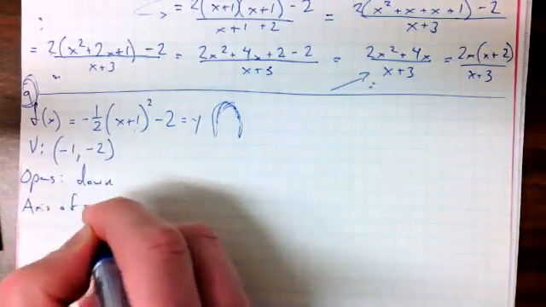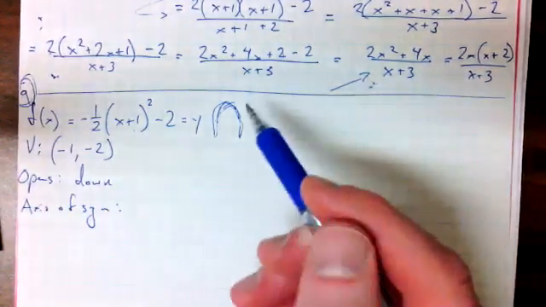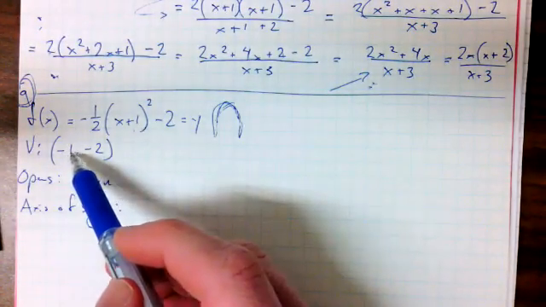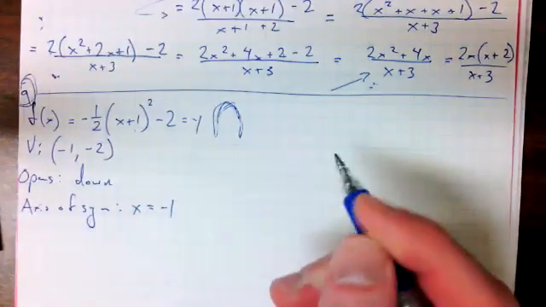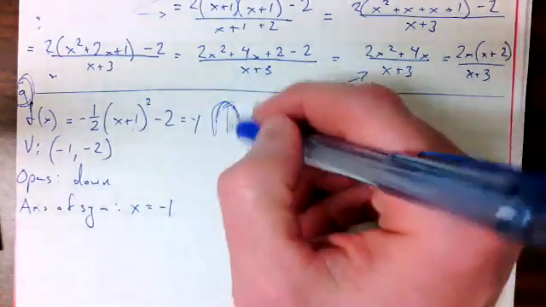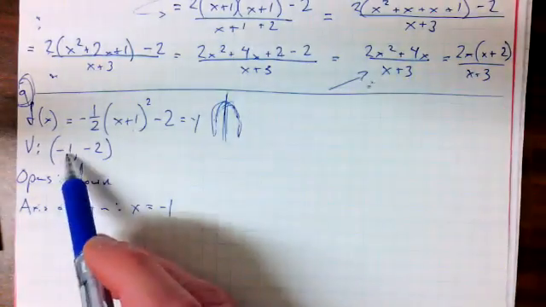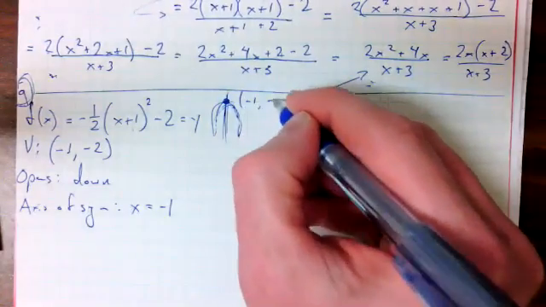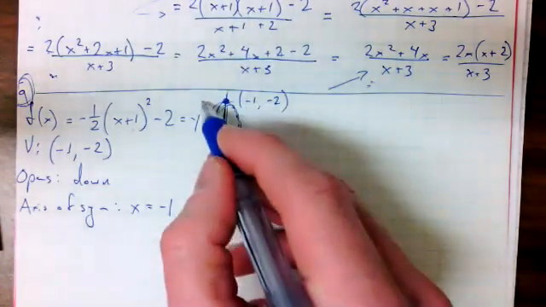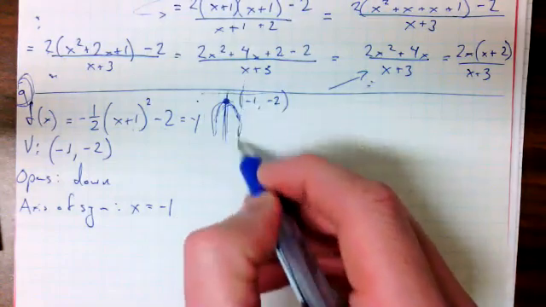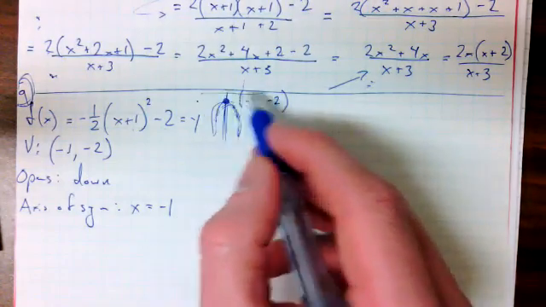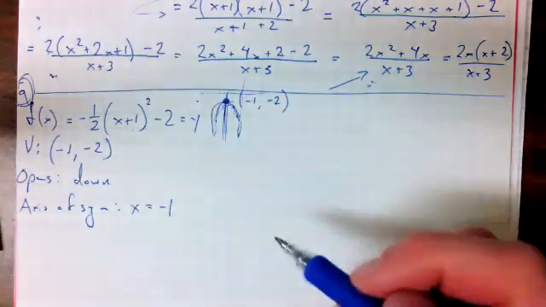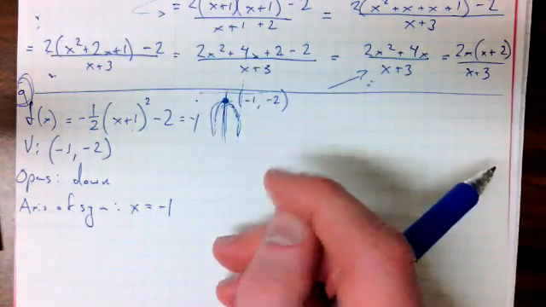Axis of symmetry. That is the x value. So x equals negative 1. It's going to be a vertical line that cuts it in half. It goes through the x value of the vertex. The vertex is negative 1, negative 2. Which means, by the way, there's not going to be any intercepts, right? It's not going to cross the x-axis because the vertex is below the x-axis and it opens down. All right, axis of symmetry, x equals negative 1.